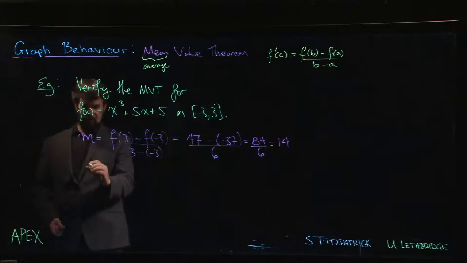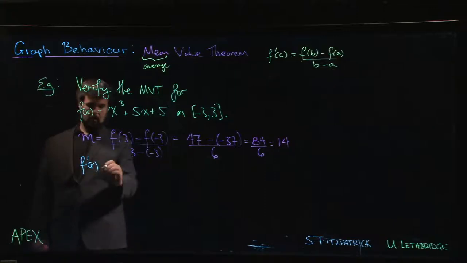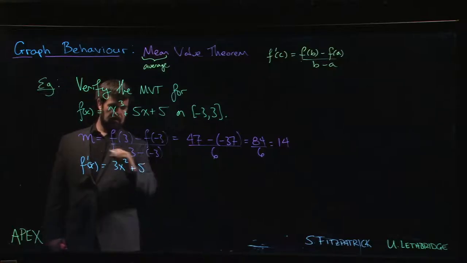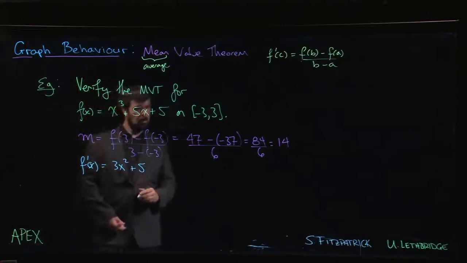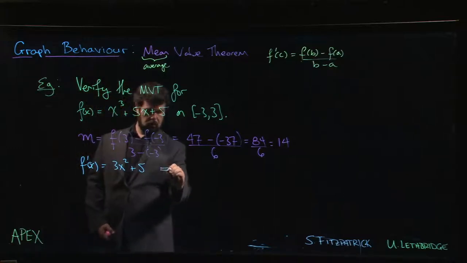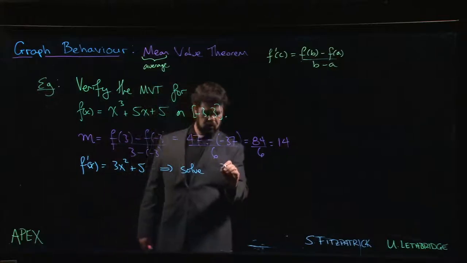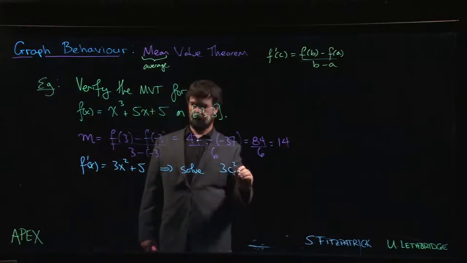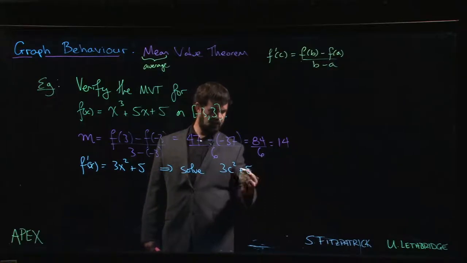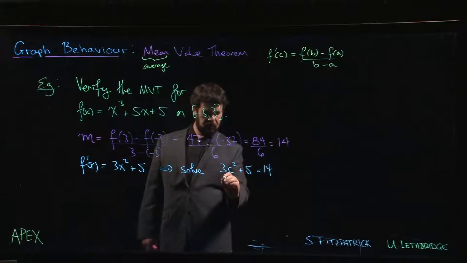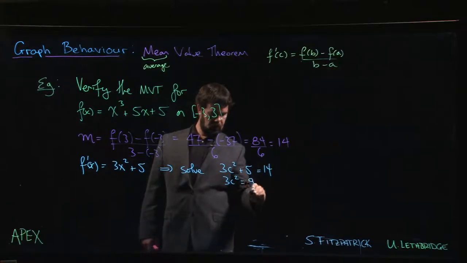What's the instantaneous change? The instantaneous change, of course, is given by the derivative. So f prime of, let's say x to begin with, is going to be 3x squared plus 5. So what we want to solve here is the equation 3c squared plus 5 is equal to 14, or in other words, 3c squared equals 9.